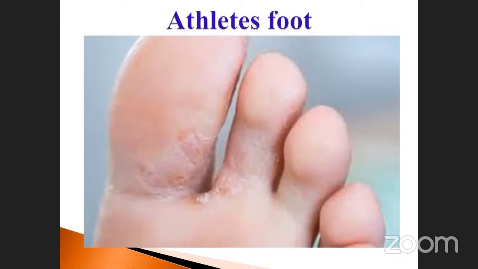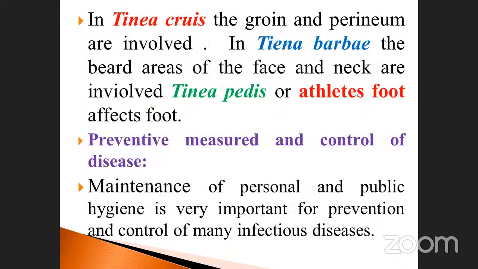So in between the fingers, there is a small wound like this, an erosion. It is also irritated due to the fungal attack, and the moisture is also essential for their growth. See that one. So in Tinea cruris, the groin and the perineum are involved, and in Tinea barbae, these are the two types, Tinea cruris and Tinea barbae.